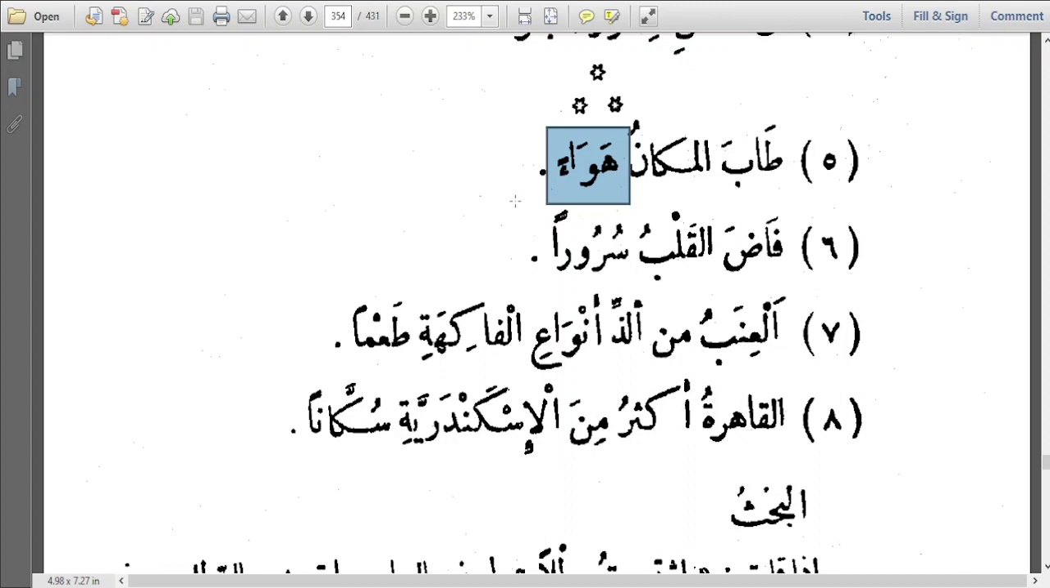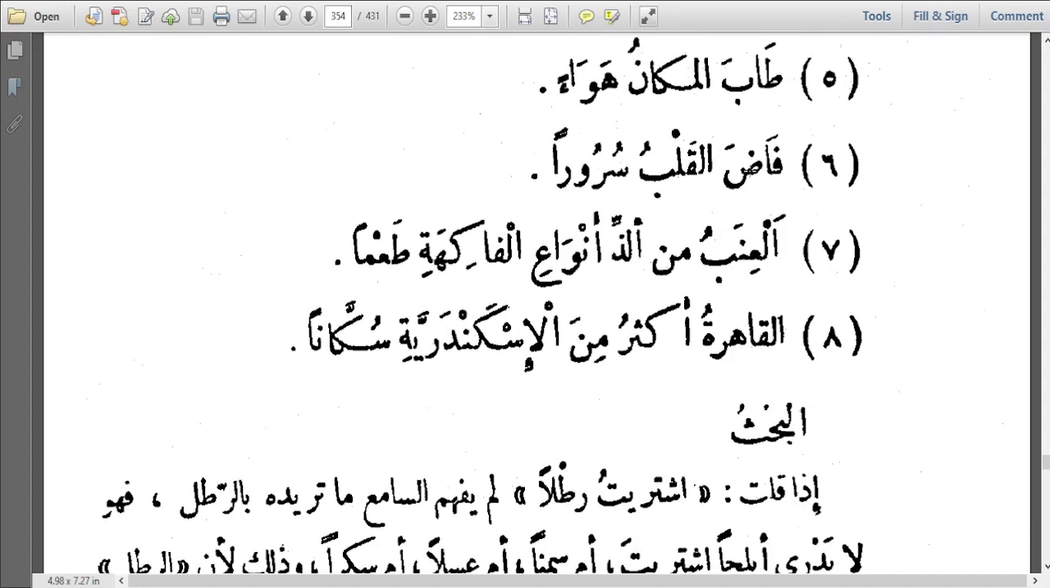Then he says hawa'an, in terms of its air. So you come to a place, it's not like the place is nice or some beautiful resort, no. But the air you find there is very nice. So you say طاب المكان hawa'an. The place has become nice in terms of its air.